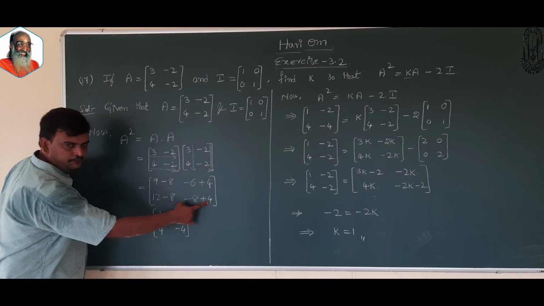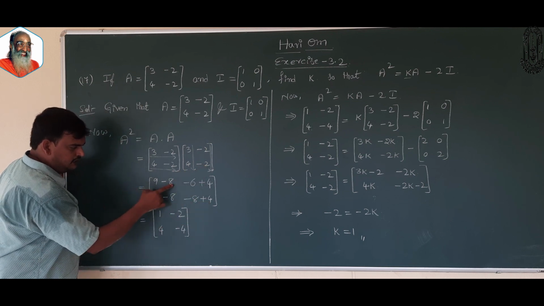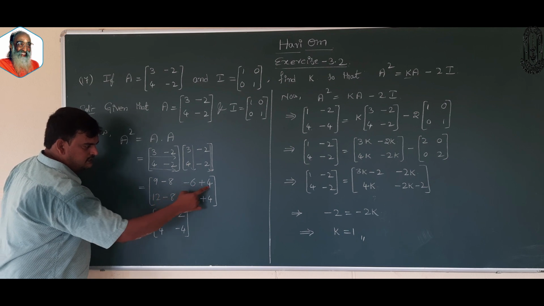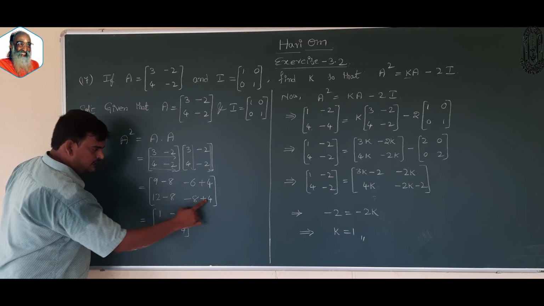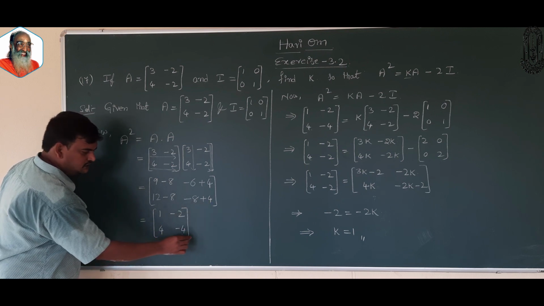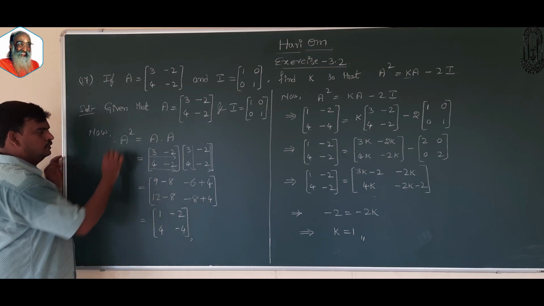By simplifying this, 9 minus 8 is 1, minus 6 plus 4 is minus 2, 12 minus 8 is 4, minus 8 plus 4 is minus 4. This is A squared.